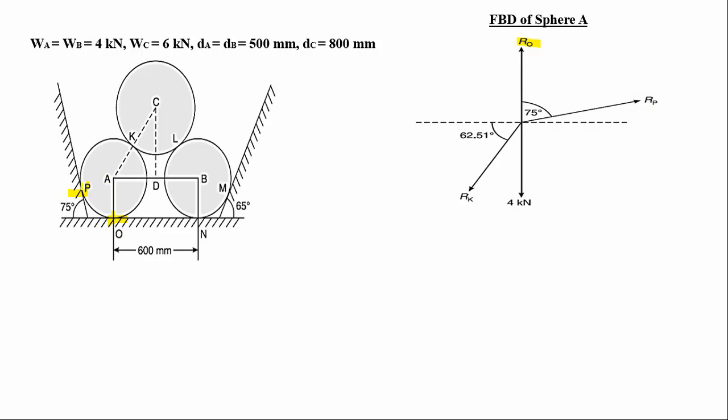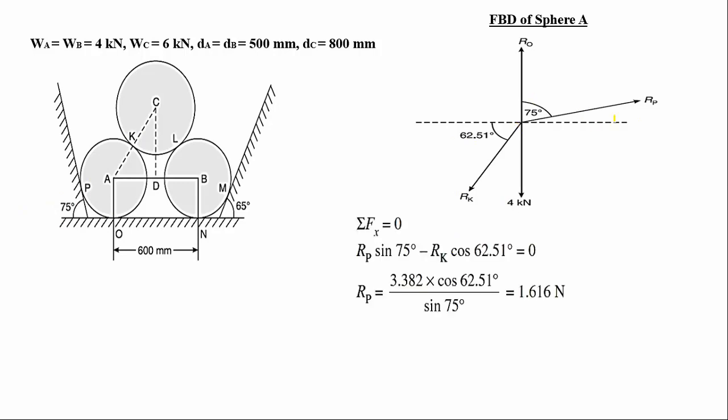To calculate the angle, we draw the normal to this. This is 75 degrees, so this will be equal to 25 degrees, as this is 90 degrees. So with respect to horizontal it will be 25 degrees, or with respect to vertical it will be 75 degrees. Then next is RK, the reaction developed equal and opposite, which we have shown acting at an angle of 62.51 degrees. Again here we have four forces, so we cannot apply Lami's theorem. We will apply the conditions of equilibrium.